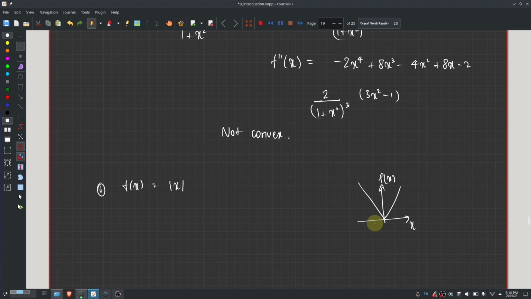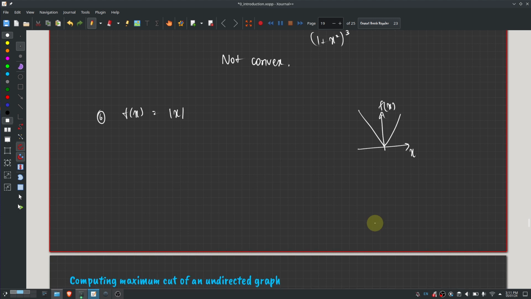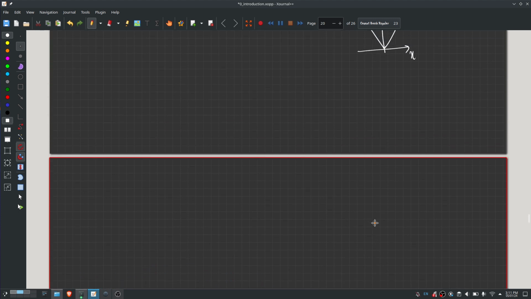You can just take minus mod x, right? If I take minus mod x, what is the second derivative at all points except 0? It's 0, right? But is this function convex? It's not, right? It's clearly concave. So the second derivative test is not enough if it is not differentiable even at one single point. Okay. So to give another example, let's take the following weird looking function.